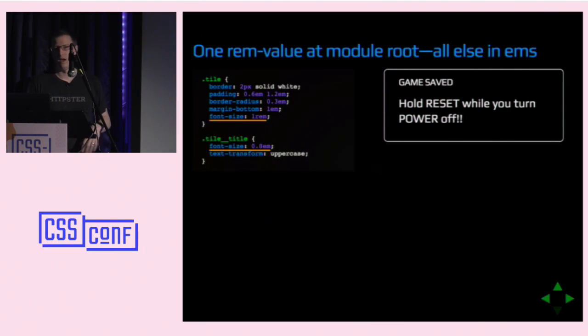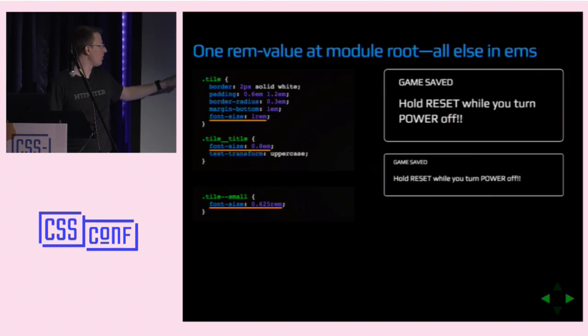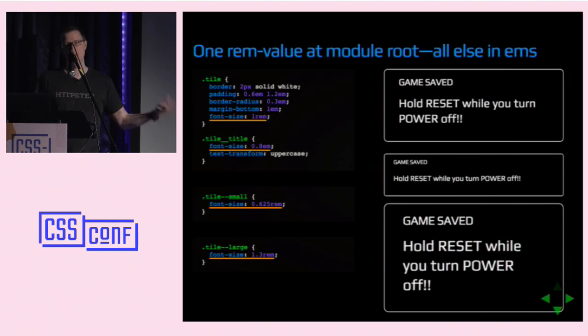Reworking that tile module looks like this. We have a padding of EMs, 0.6 and 1.2 for vertical and horizontal. We've got a border radius in EM. We've got a margin in EM. Font size in rem for the top level element, and a font size in EM for the sub element. Now, to scale this, we've defined everything in this module in terms of this one rem value. So all we have to do is change that one rem value, and it changes all the other values. It's kind of like reactive functional programming for CSS. Everything just responds to one value. If we want to make it large, we can make it large. Everything responds.